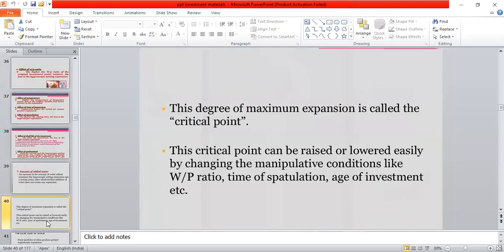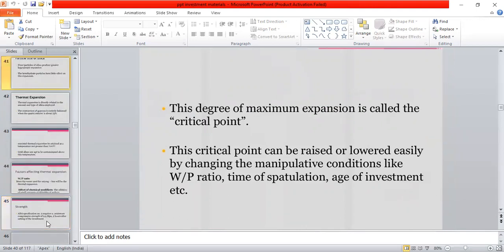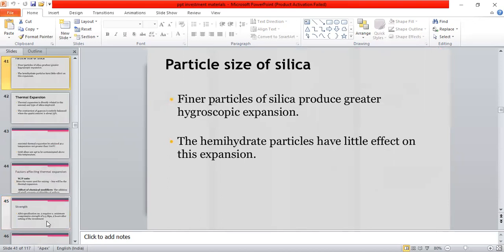Then there is the critical point. The term critical point determines the maximum expansion. This critical point can be raised or lowered easily by changing the manipulation conditions like water powder ratio, time of spatulation and age of the investment material. Then the next property is the particle size of the silica. The finer the particle of the silica, the greater the hygroscopic expansion. The hemihydrate particles have little effect on this expansion.